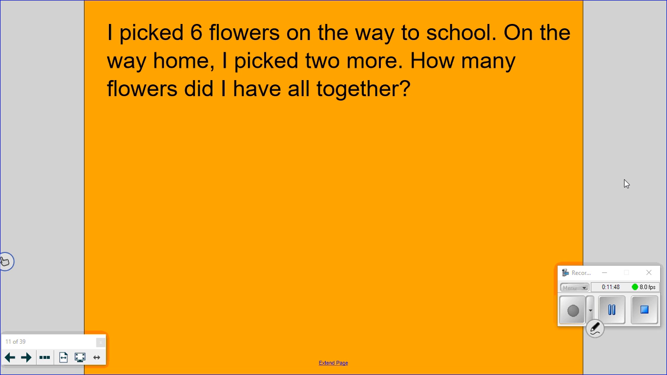Bowen, what are we counting in this problem? We're counting flowers. What do you think my answer sentence should be? Mark, you with us? What do you think my answer sentence should be? Think about that question. How many flowers did I have all together?